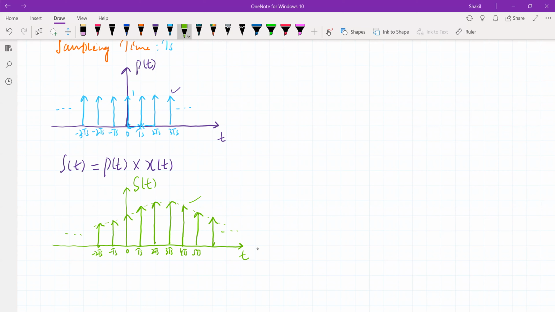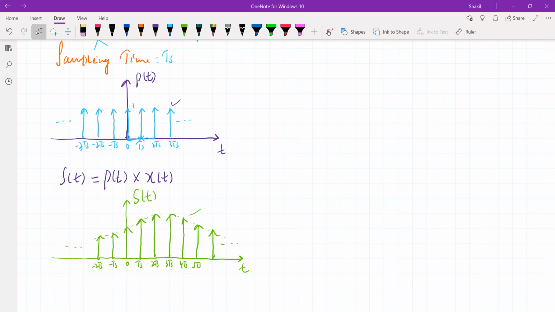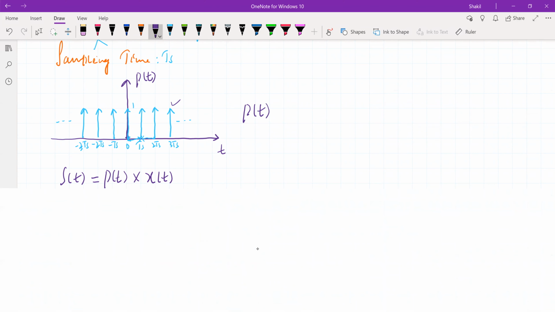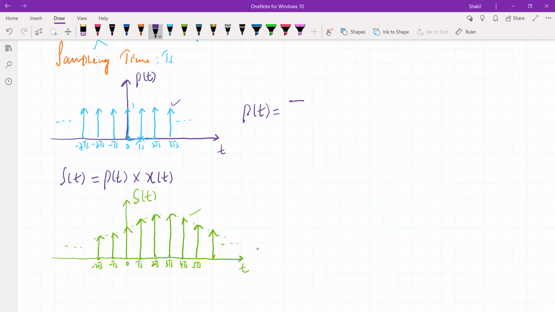So this is our sequence, our discrete time version of the same signal. Now it is only defined at these instants of time. So mathematically, how do we write p of t first of all? P of t looks like an impulse train, and you can write it like this: the sum over n going from minus infinity to infinity of delta of t minus nTS. So mathematically we can write it like this.